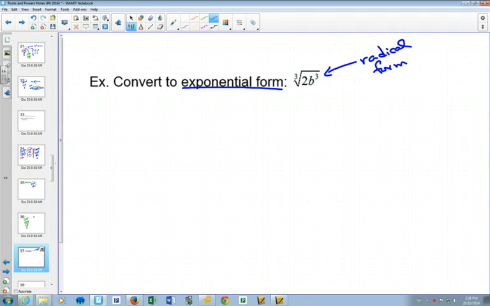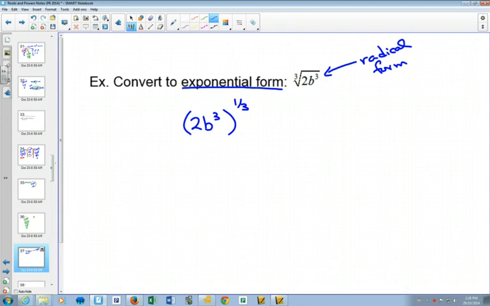So the cube root of 2b cubed, well, 2b cubed is inside the cube root. And what can we change a cube root to? A power of 1/3. Now, this unit really stresses that you understand all of your exponent laws from grade 9.